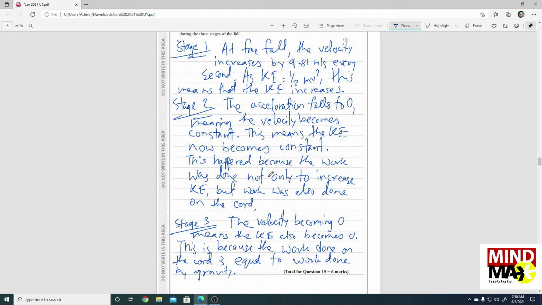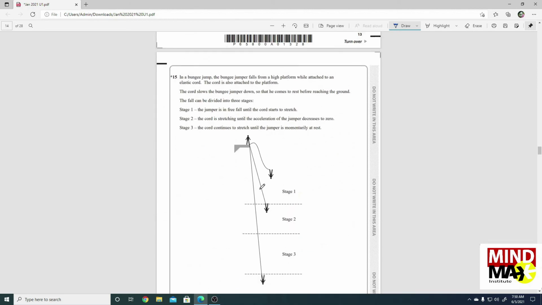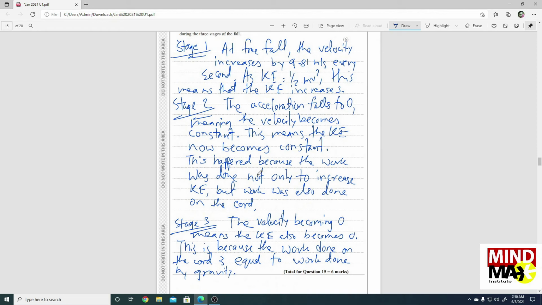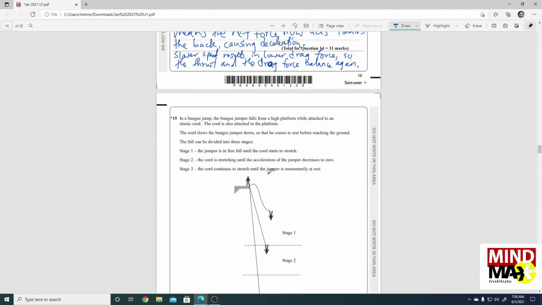This happened because the work was done not only to increase the kinetic energy, but work was also done on the cord, right? So this work done on the cord is actually pulling the person a bit towards the top. So this tension, this force is basically responsible for decreasing the net force to 0. Okay. The last part is the cord continues to stretch until the jumper is momentarily at rest. So the person has come to rest, meaning what? Previously the acceleration was 0, but even if the acceleration was 0, the person was still moving at a constant velocity. But in the last stage, no more constant velocity, the person is actually at rest.